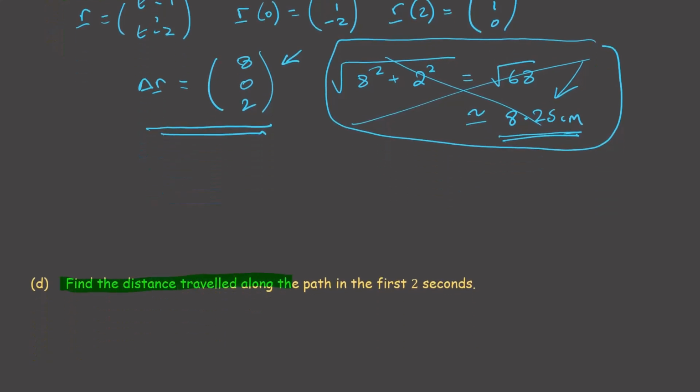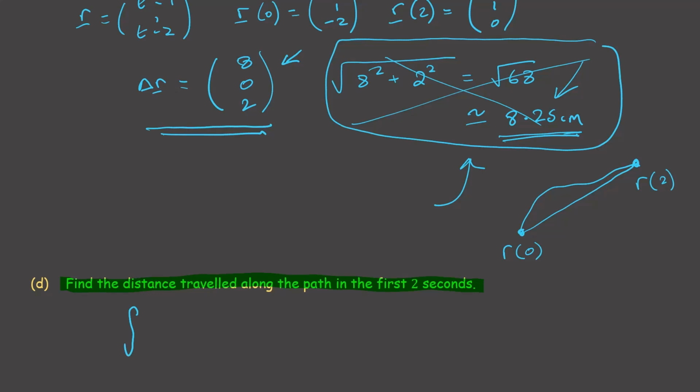Find the distance travelled along the path in the first 2 seconds. Well, it's going along a curve, so it's not going to be this distance between those 2 points. And we had r(0) and r(2), so it's not going to be a straight line. There's going to be some sort of curve that it goes along. We want the length of that.